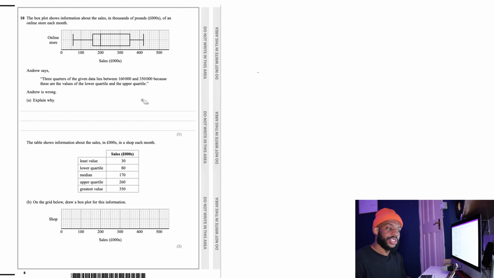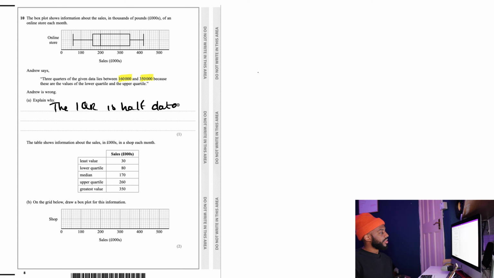Let's look at this box plot question. So Andrew is saying that 3/4 of the given data lies between these two numbers here. So he's referring to the interquartile range, but we can see this data is ranging from 60 to 420. So it's actually taken up half the data. So we'll say the interquartile range is half the data and not 3/4.